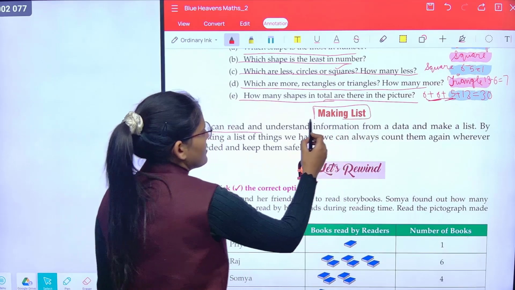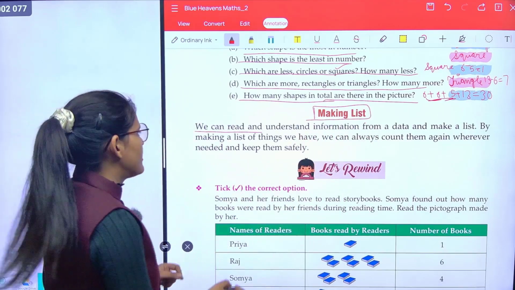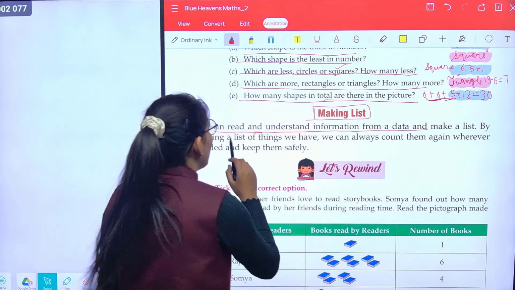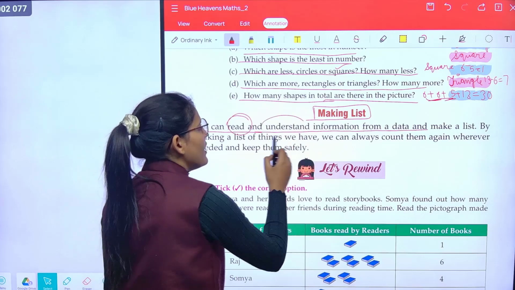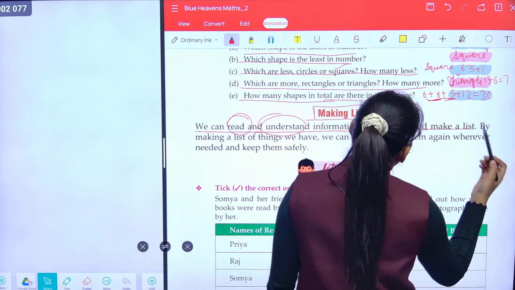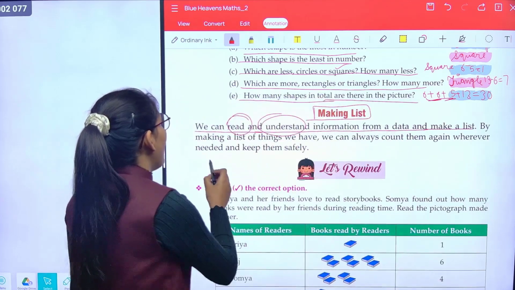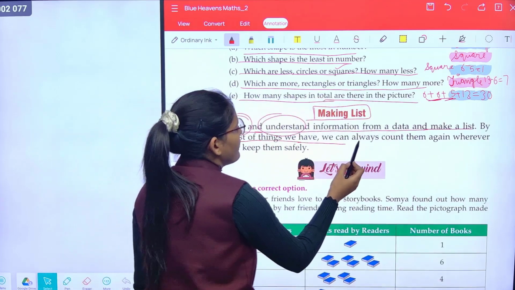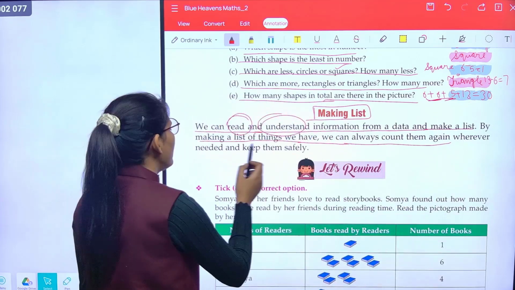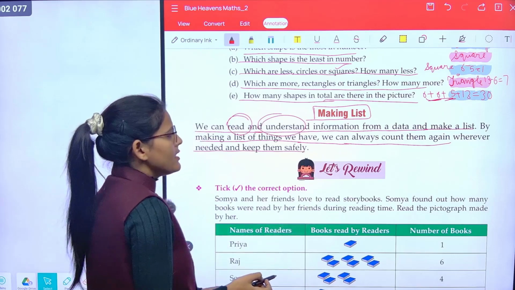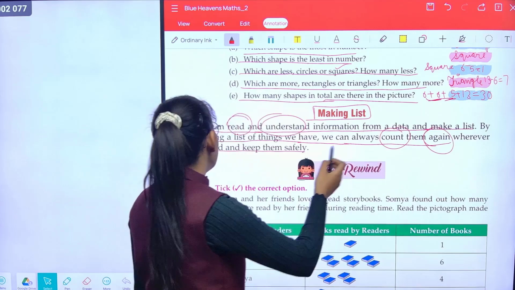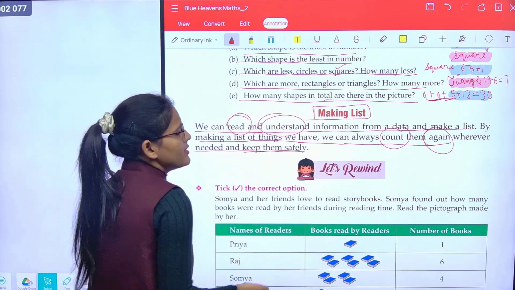Now class, making a list. We can read and understand information from data and make a list. By making a list of things we have, we can always count them again wherever needed and keep them safely.